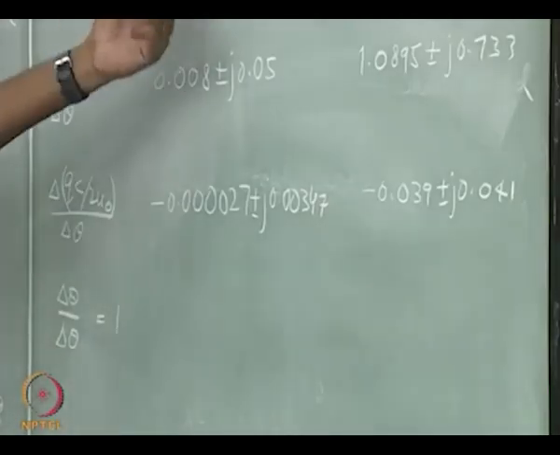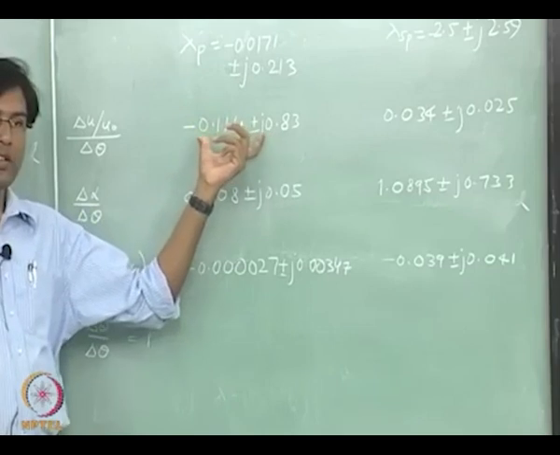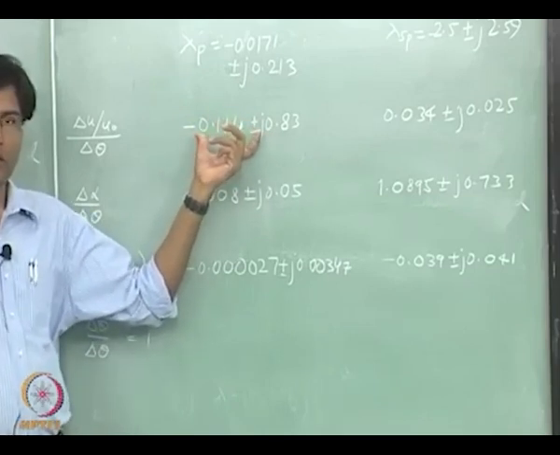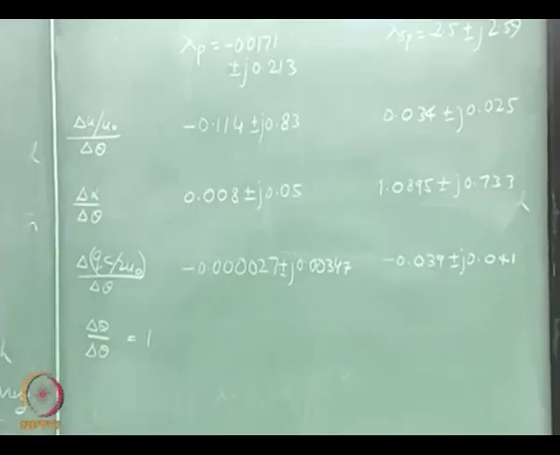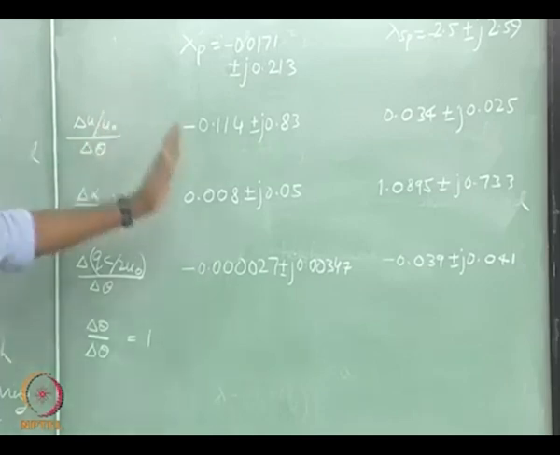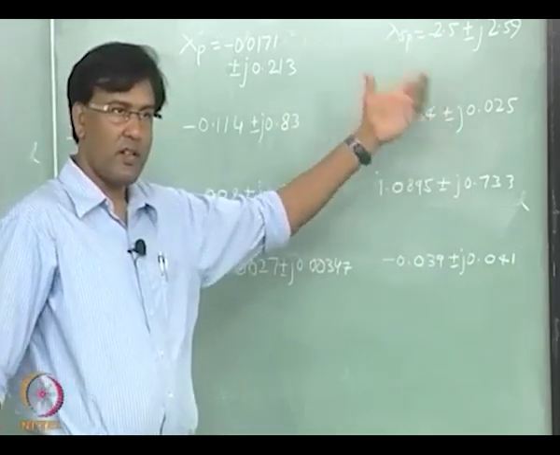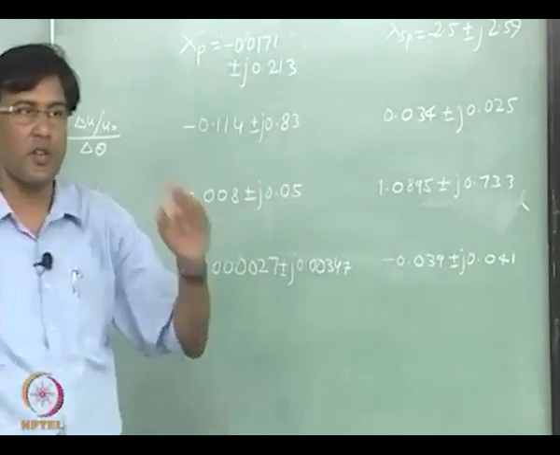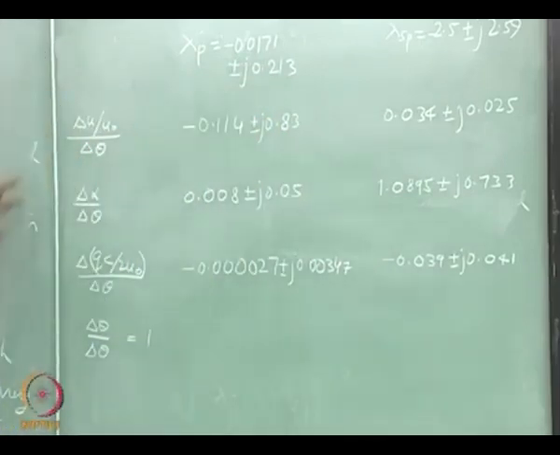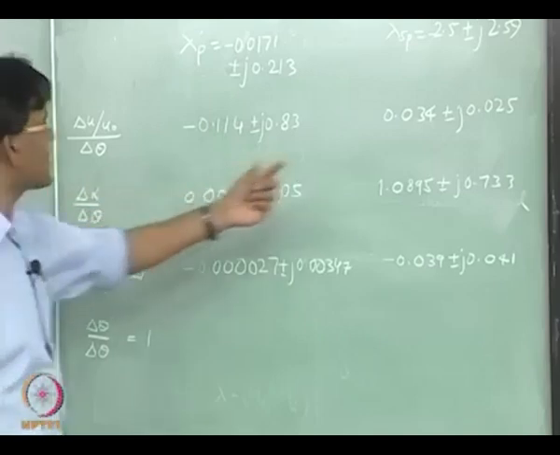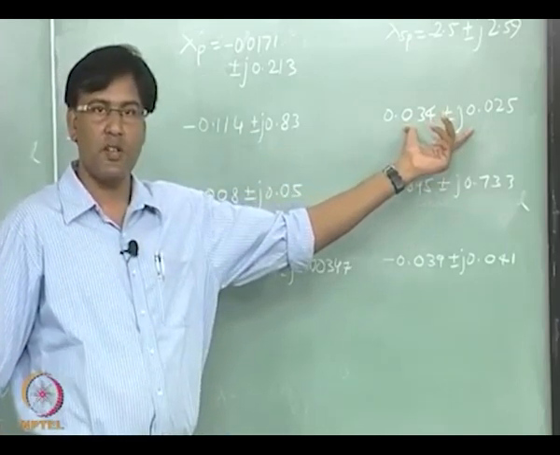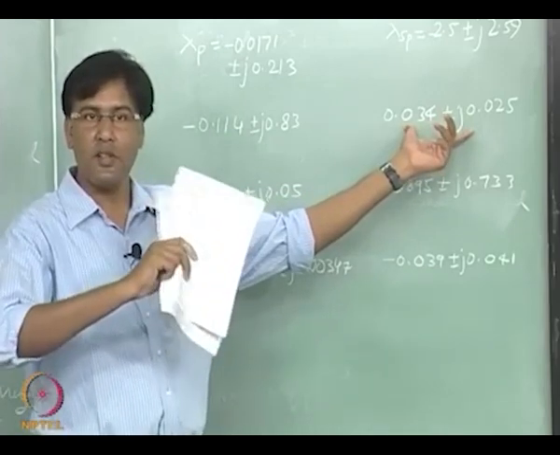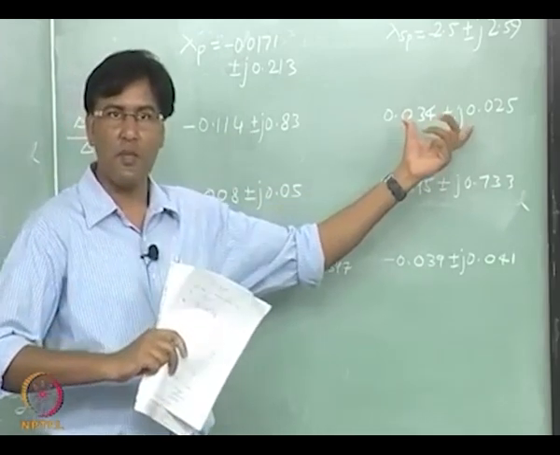Now, look at the magnitude of these quantities with respect to this delta theta, which is of the size 1. And also look at the corresponding values, two different values corresponding to two different modes. You see that the magnitude of this is very low, short period mode corresponding to delta u. This number is very low.